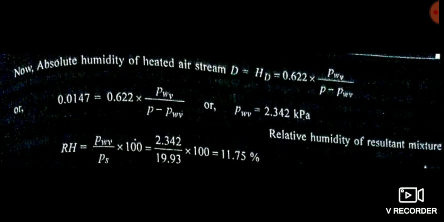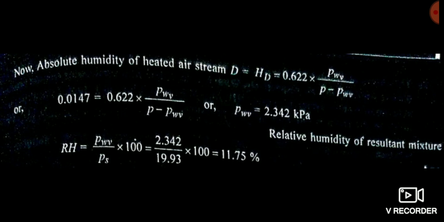Now friends, we have got the absolute humidity of the stream at point D, and after that we can calculate the partial pressure of water vapor at point D by using the formula HD is equal to 0.622 into PWV divided by P total minus PWV. So we can get the PWV. Friends, all these things we have done to calculate the relative humidity of the resultant mixture. The saturation vapor pressure at 60 degree, 19.93 kilopascal, is given, and we have calculated the partial water vapor pressure. All of us know that relative humidity is the ratio of partial water vapor pressure and saturation water vapor pressure. That is the answer, that is 11.75%.